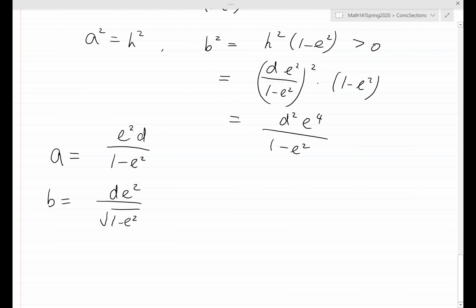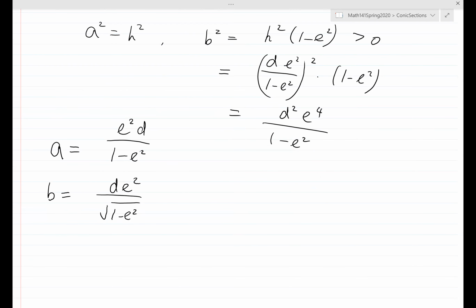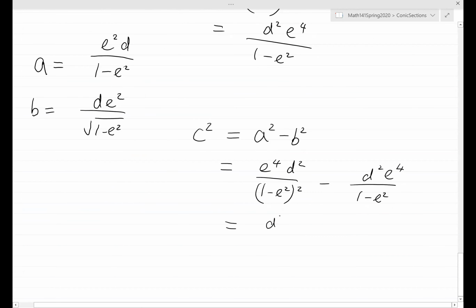Then you can also solve for c squared. Remember, c squared in this case is a squared minus b squared. So this will be a squared, which is e to the power 4 d squared over (y minus e squared), minus b squared. If you factor out the common factor, it's e squared e to the power 4 over (y minus e squared) times (y minus e squared minus 1).